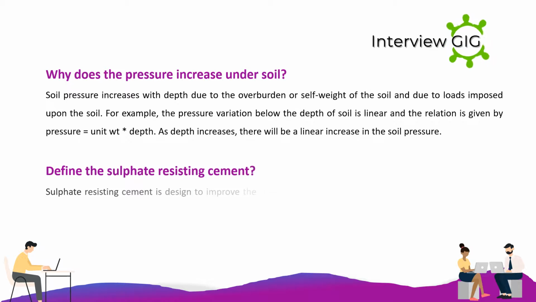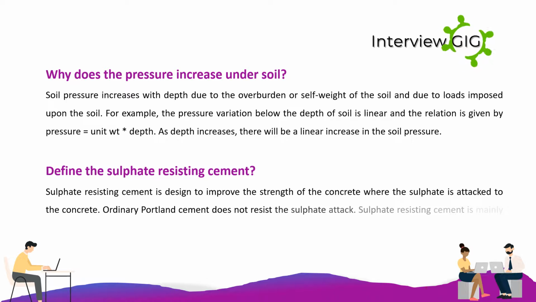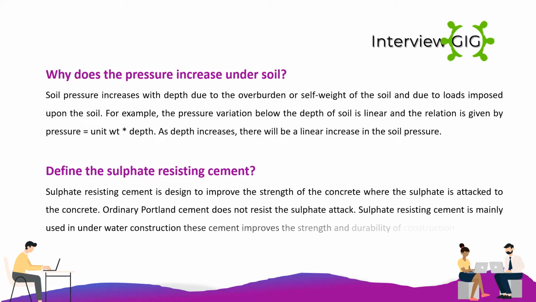Define sulfate-resisting cement. Sulfate-resisting cement is designed to improve the strength of the concrete where sulfate attacks the concrete. Ordinary Portland cement does not resist sulfate attack. Sulfate-resisting cement is mainly used in underwater construction. This cement improves the strength and durability of construction.